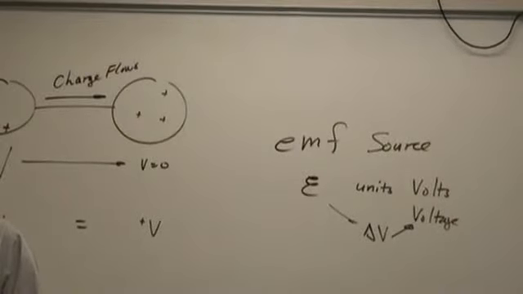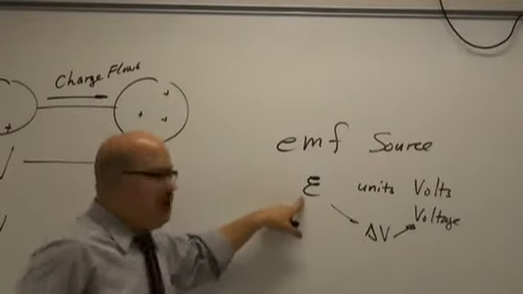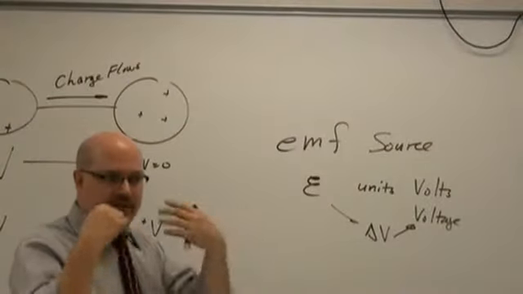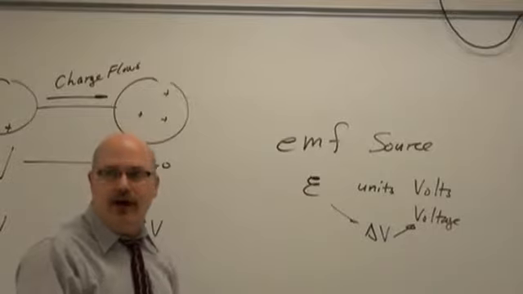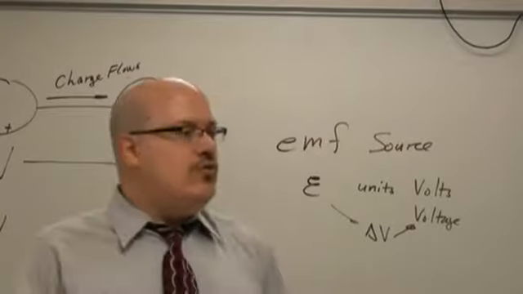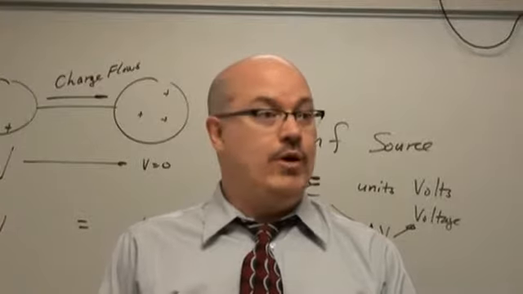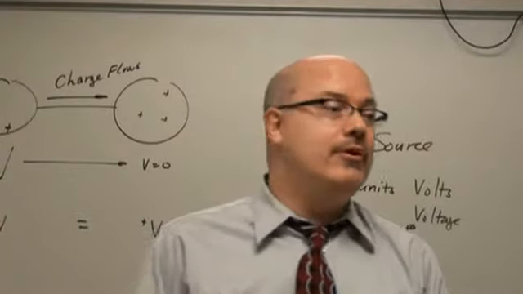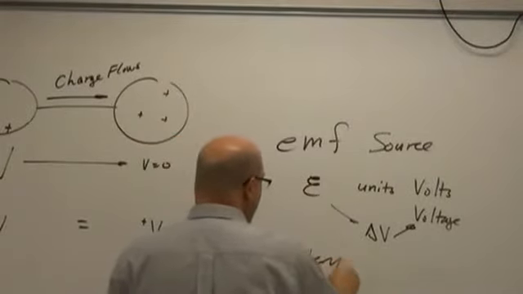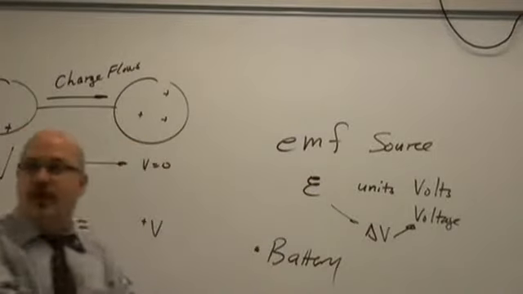Now we know from physics that that is not going to come for free. So that's going to require a device that's going to consume energy. Yeah, you need your credit card to make it happen. So you know some EMF sources. What are some EMF sources? A battery is the most common one that you're probably familiar with. So an EMF source is a battery. Okay, what else? A generator.